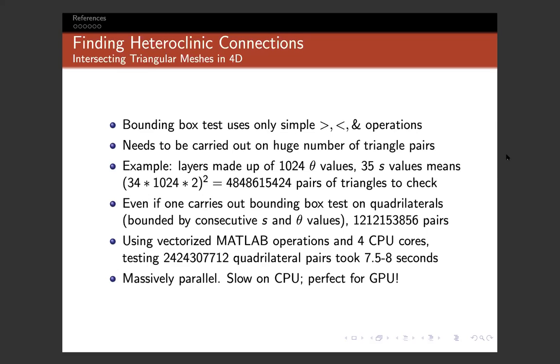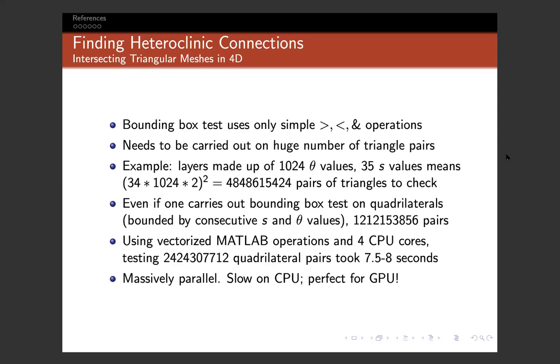So this bounding box test only uses greater than, less than, and operations. So it's much simpler computationally than the triangle intersection using the linear system, but still it needs to be carried out on a very large number of triangle pairs. For example, if you have 1024 theta values and 35 s values in a layer, then you have almost 5 billion pairs of triangles to check. And even if you use the quadrilaterals just in order to save memory, as I mentioned, you only divide by 4, it's still 1.2 billion pairs of triangles to check.